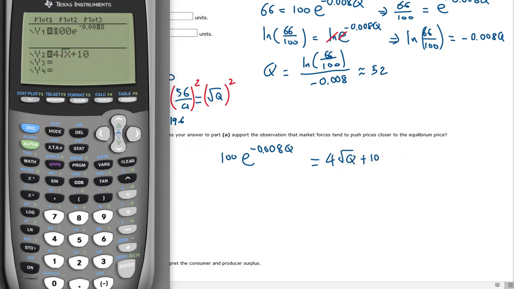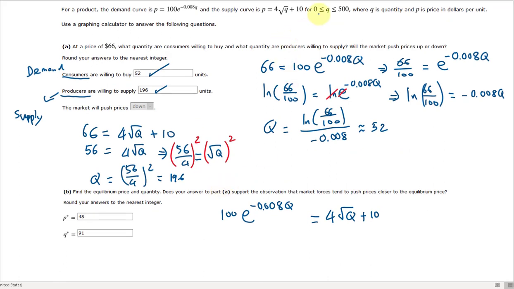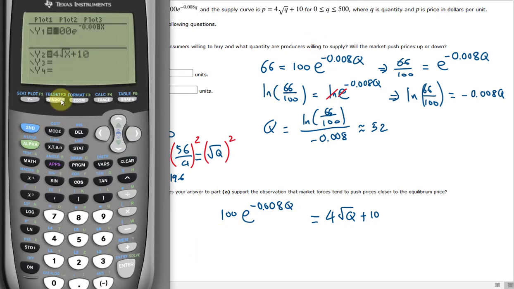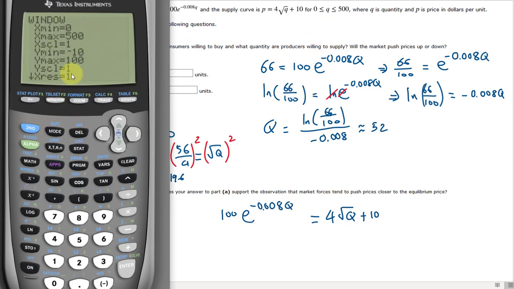Because we know that Q runs from 0 to 500, and Q in this case is the x-axis, make sure that we adjust the window from 0 to 500, because this is a large quantity. And then for the y value, we go from minus 10 up to maybe 100, so that you can view the whole graph, because this is a big domain and range.